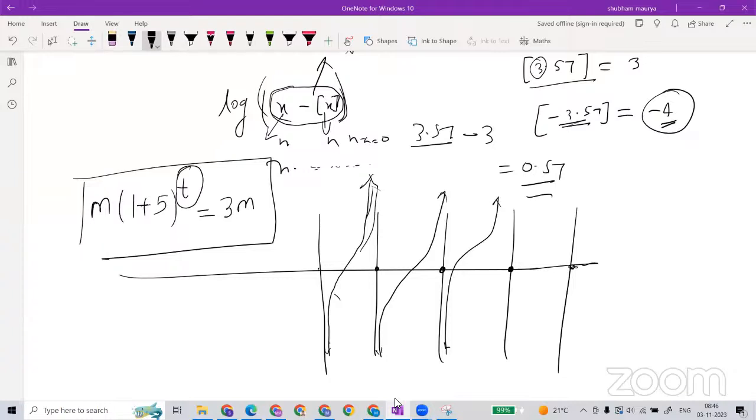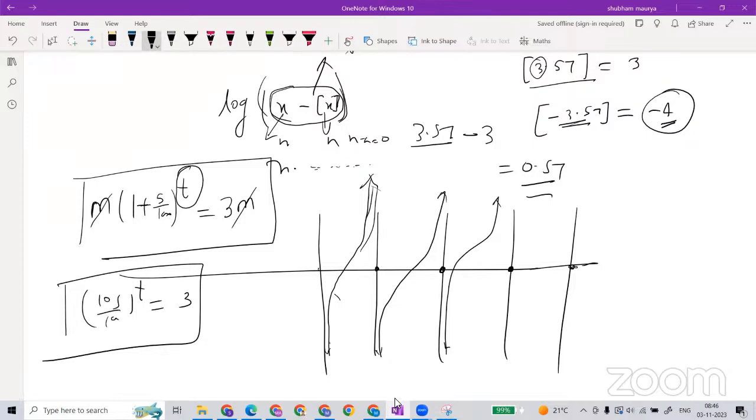The rate is 5%. This M will cancel out, and we get 1 plus 5 to the power t equal to 3. This is R by 100, not exactly R, R by 100 means 5 by 100, so this is 105 by 100. If you take the log, you just need to solve it using the calculator.